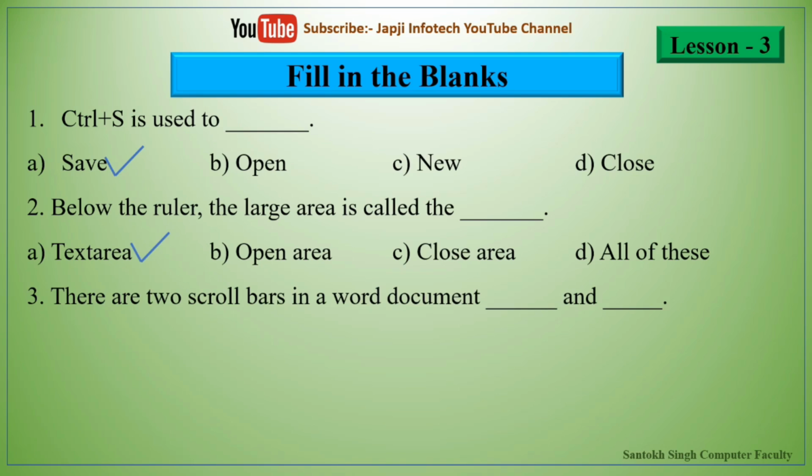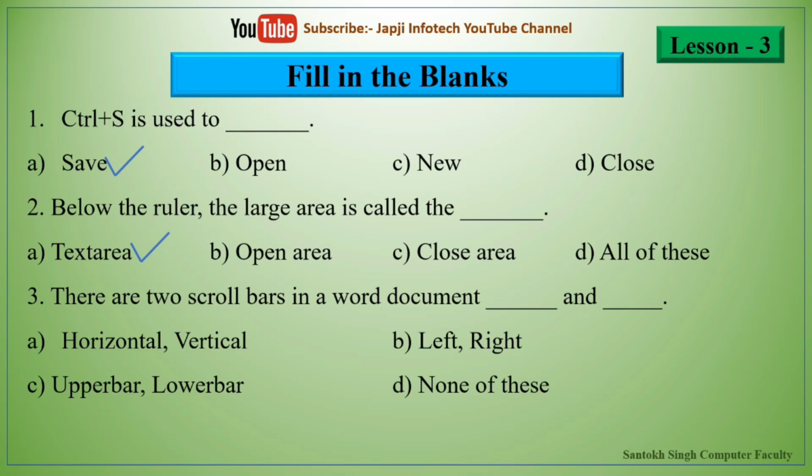So the third fill in the blank is: there are two scroll bars in a Word document, dash and dash. The options are horizontal, vertical, left, right, up bar, lower bar, or none of these. So the right answer is: there are two scroll bars in a Word document, horizontal and vertical.